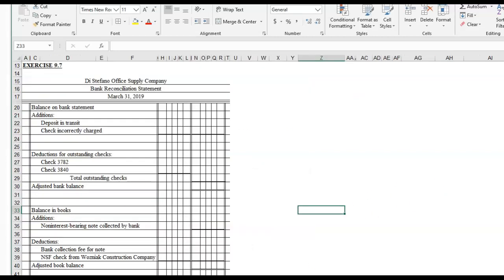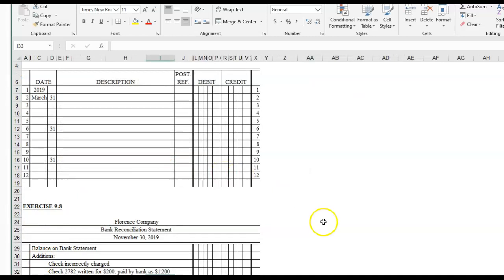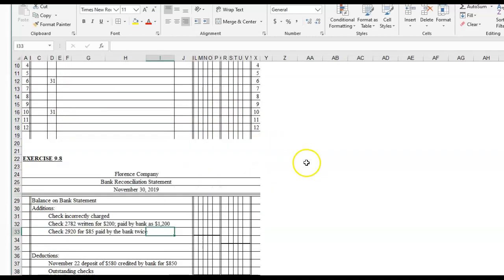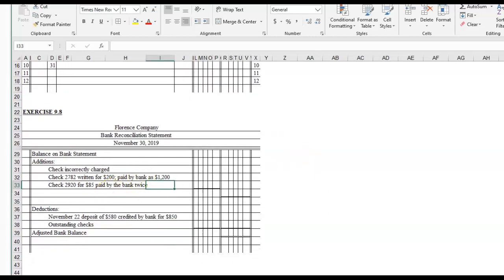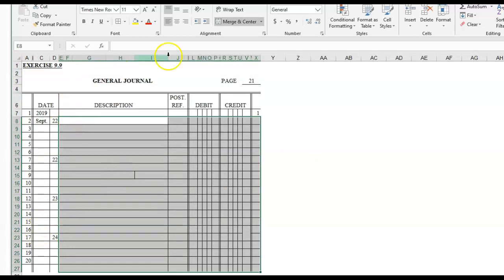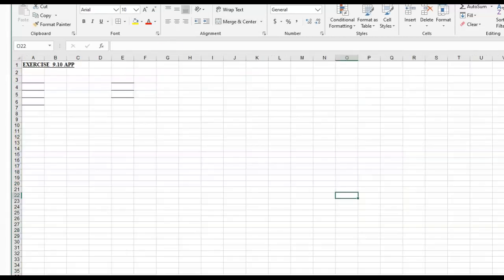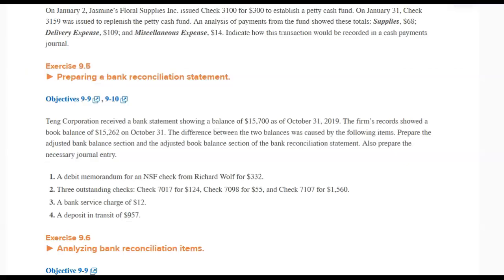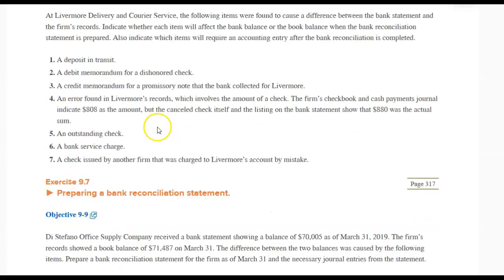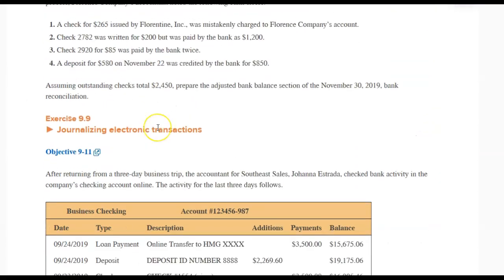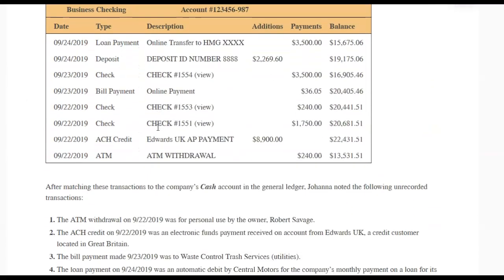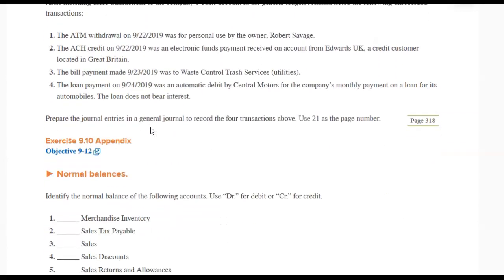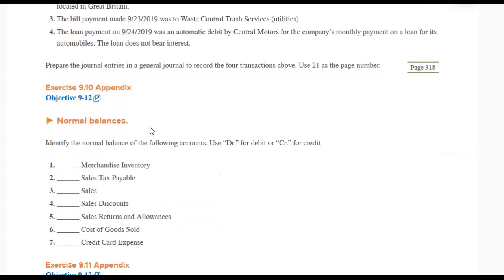Okay, so there's one you can do by yourself, 9-7, give that a try, and then make the general journal entries. 9-8 is the same, another practice one, and then make the general journal entries. 9-10, let's just go to 9-10 and let's get that one over with, and we'll do the problems and we'll be done. 9-10. Identify the normal balance of the following accounts using debit or credit.